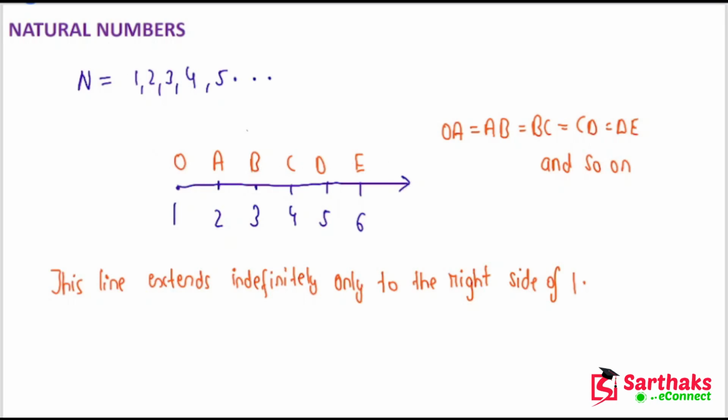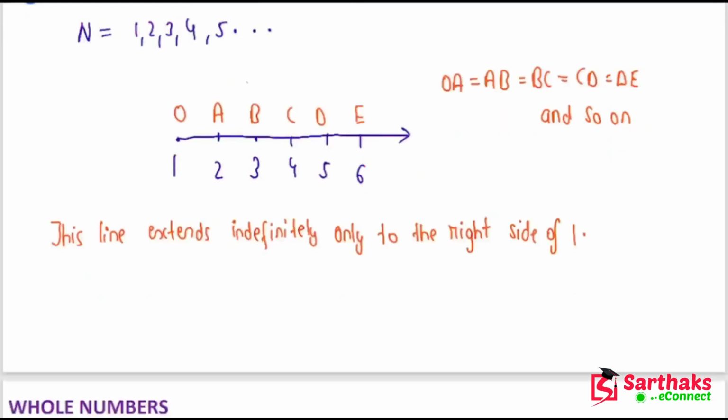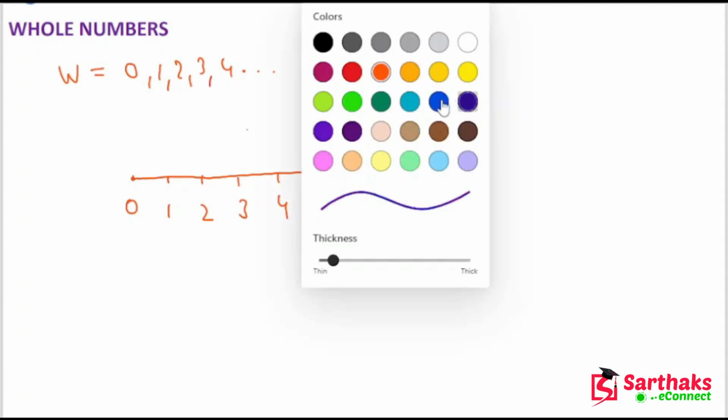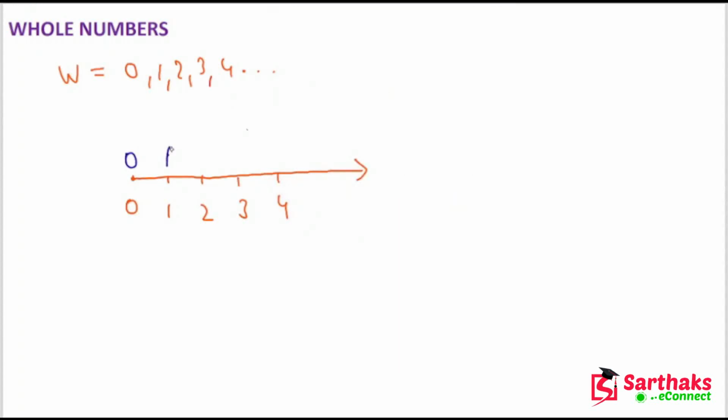Okay, now let us represent whole numbers. Again, the representation of whole numbers would be identical to natural numbers. The only difference is that it includes 0. So what change does it make? The only change it will make is that your number line now will start with 0 and then you will go to 1, and then at equal distances you can mark off points 1, 2, 3, 4 and so on. Also you can name them as O, A, B, C and D.